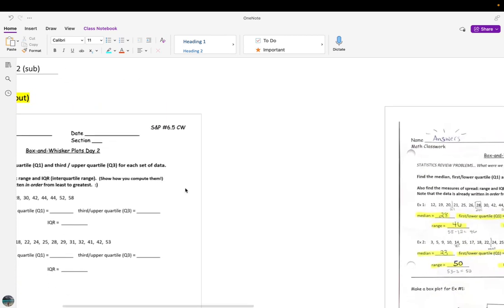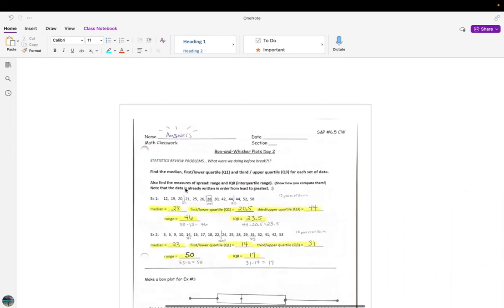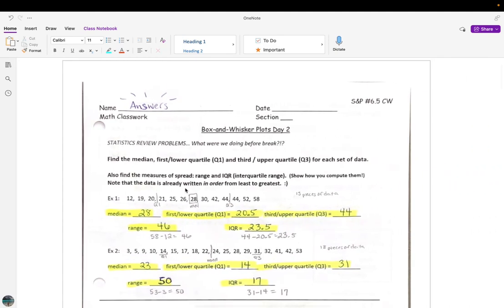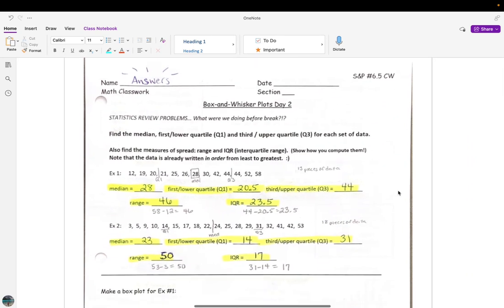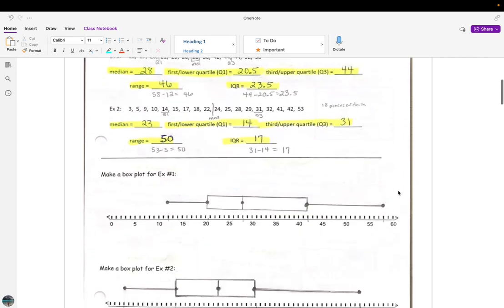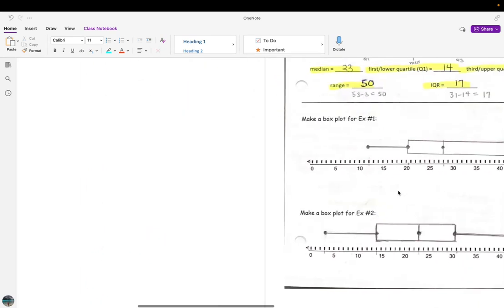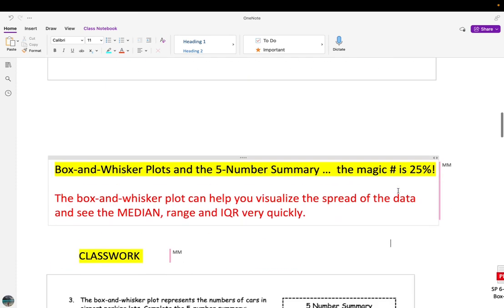I wanted to start today by making sure you have a chance to check the front of your classwork activation. So if you need to pause, please go ahead and do that. Make sure you've got all of these numbers correct. And then you can unpause and check your box plots and make sure those are also correct. And then when you're done with that, we can talk a little bit more about why box plots are so useful.